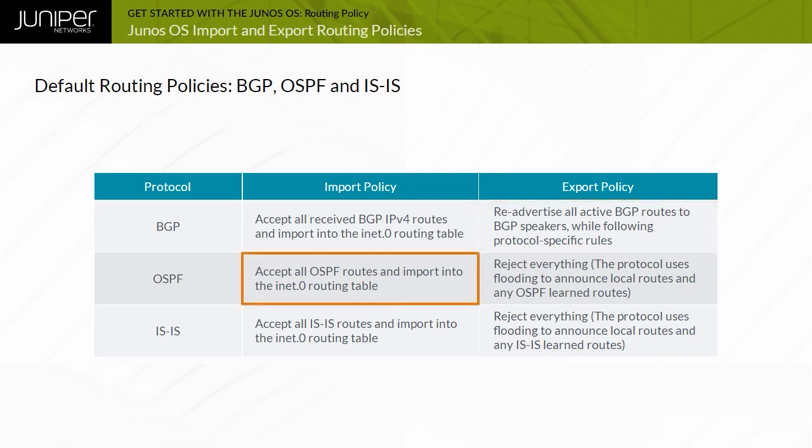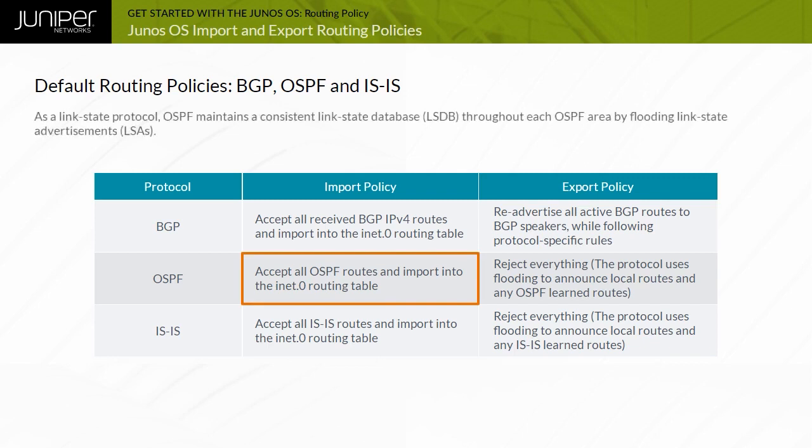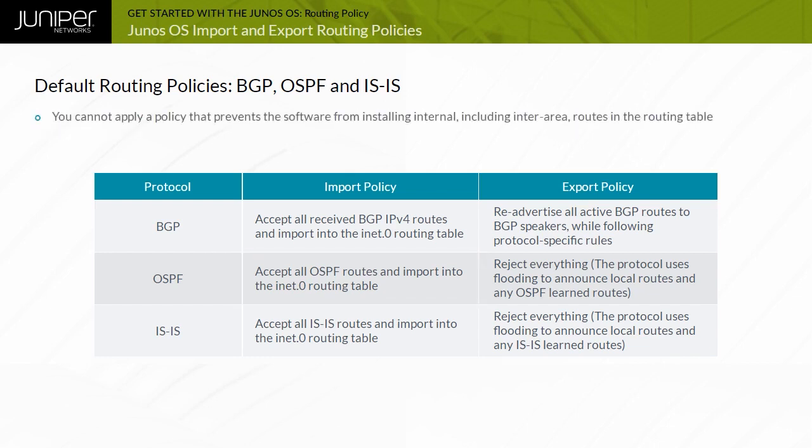The default OSPF import policy is to import all OSPF routes. As a link state protocol, OSPF maintains a consistent link state database, or LSDB, throughout each OSPF area by flooding link state advertisements, or LSAs. You cannot apply policy to affect the maintenance of the local LSDB or the flooding of LSAs. Additionally, you cannot apply a policy that prevents the software from installing internal routes, including inter-area routes, in the routing table.